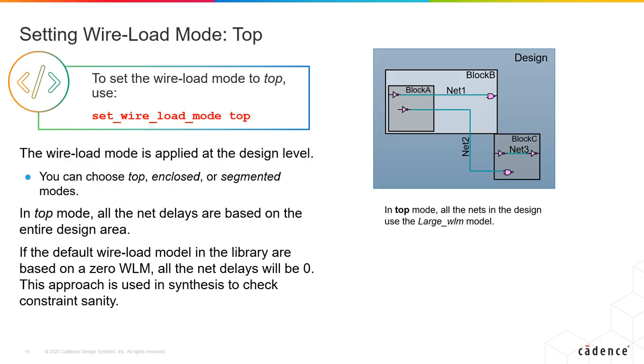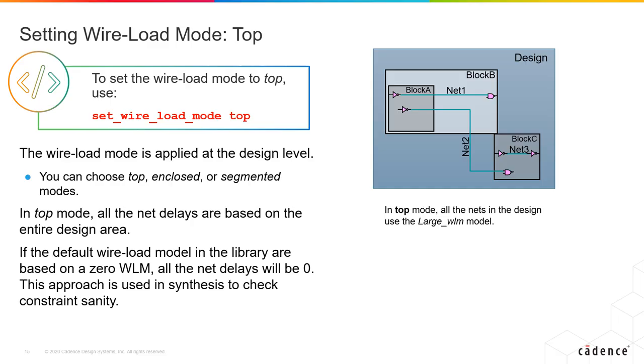Obviously, this is very pessimistic. Use this only for conservative estimates. The opposite end is using a zero wire load model. If you just want to see if the design will meet timing even without any wire delays, then you could use the zero wire load model option.